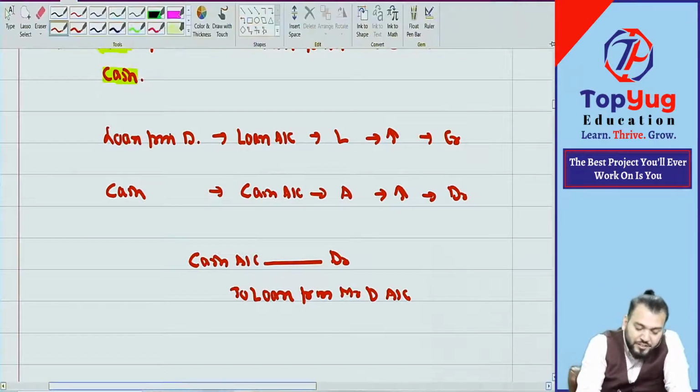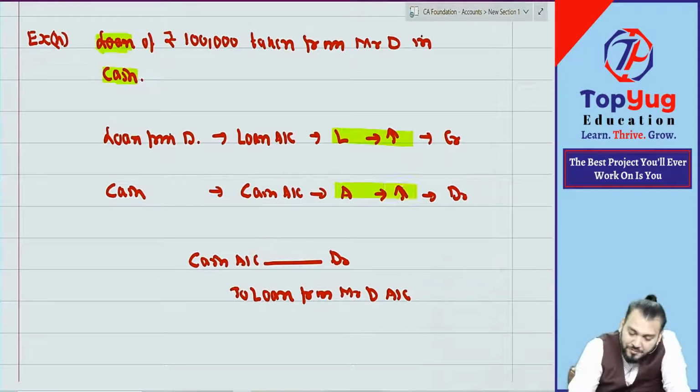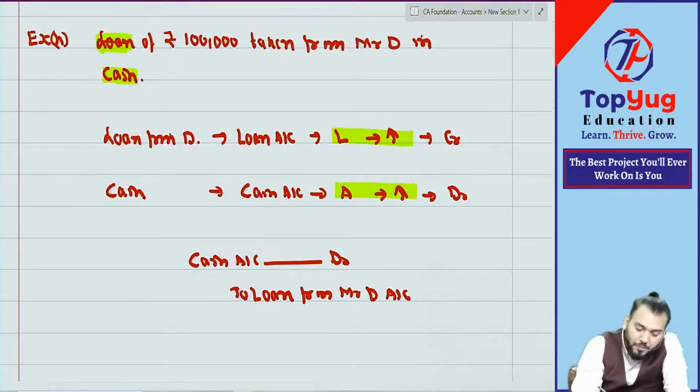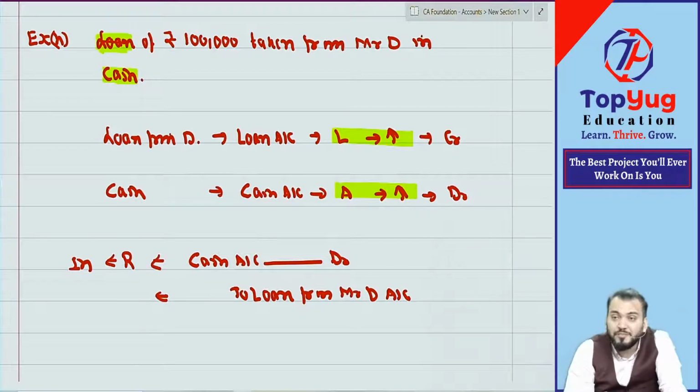So from which point of view have we done the analysis? Modern rules. We have applied the modern rules. Can you do it as per traditional rules? Cash is a real account, debit what comes in. Loan from Mr. D is which account? Personal account.